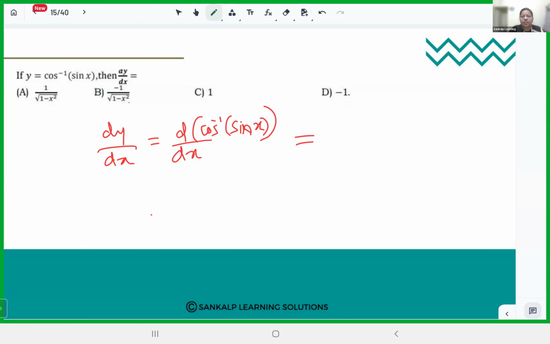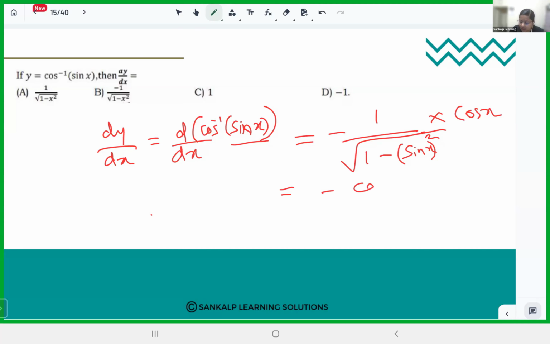It is nothing but minus 1 by root of 1 minus x square, right? But we have assumed the function sin x as x, right? That's how we are finding the derivative. So in the place of x, you have to write sin x, right? So this is sin x the whole square or sin square x. Okay. And we cannot stop there because we have assumed sin x as x. You have to multiply the derivative of sin x also. So what is the derivative of sin x? It is nothing but cos x. So you have to multiply it with cos x. So what is the value here? Minus cos x by root of 1 minus sin square x, right?